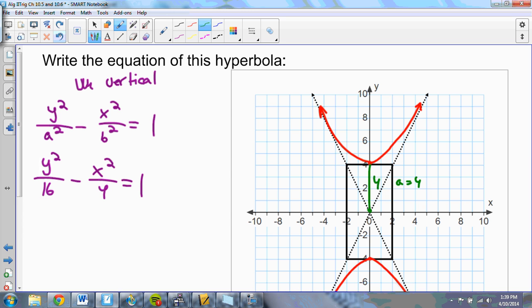Good. Same thing for b. This over here is a length of 2. That's our b value. b equals 2. So b squared is 4. And that's the equation of the hyperbola.